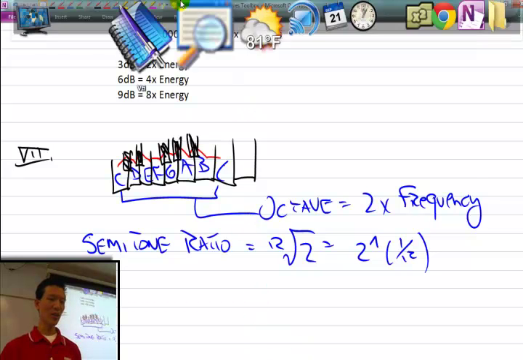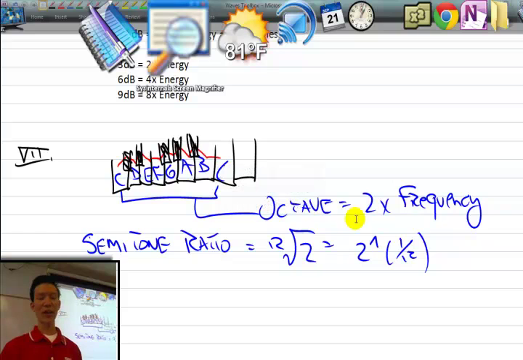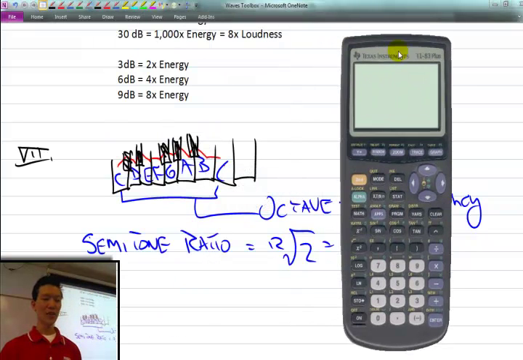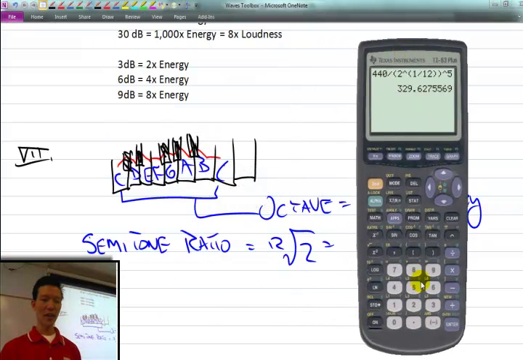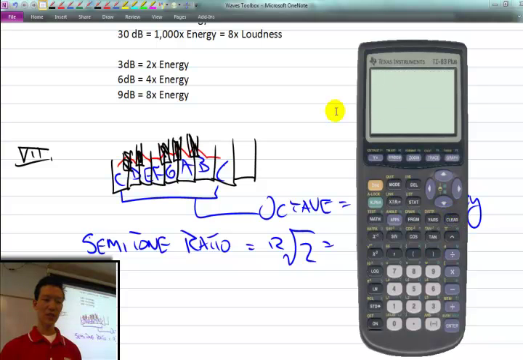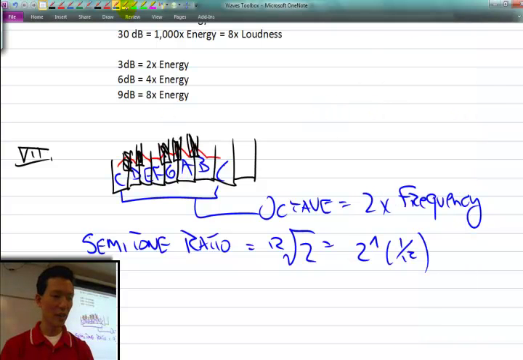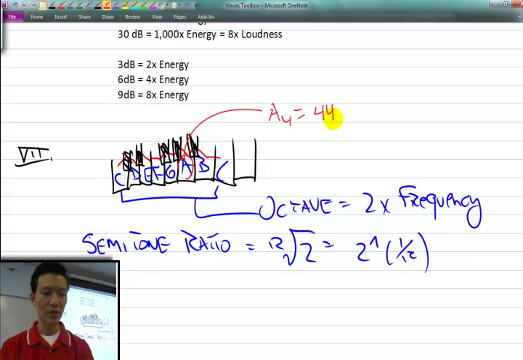And you know what? This one is so weird. I'm just going to review this really quick by doing a quick example problem, okay? So let's say I tell you that A4, let's do this from scratch here, is right here. This is what an orchestra tunes to. A4 is 440 hertz.